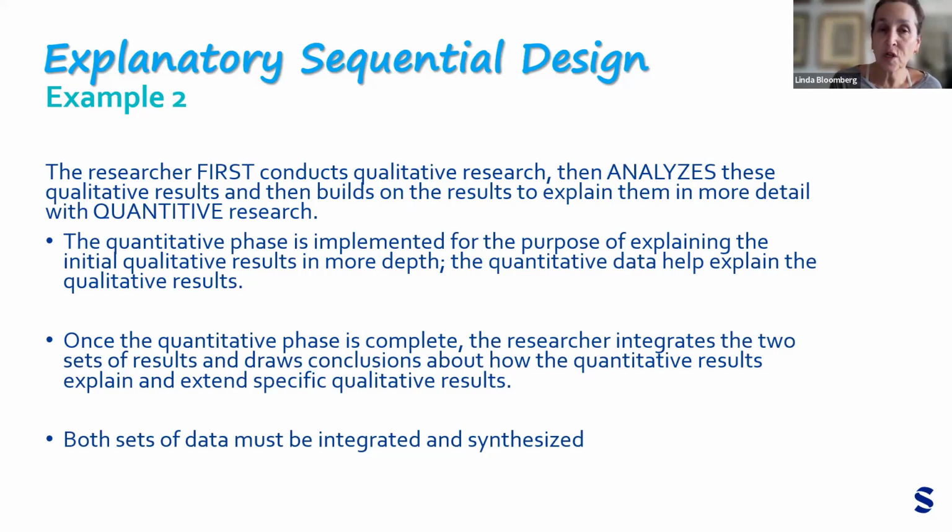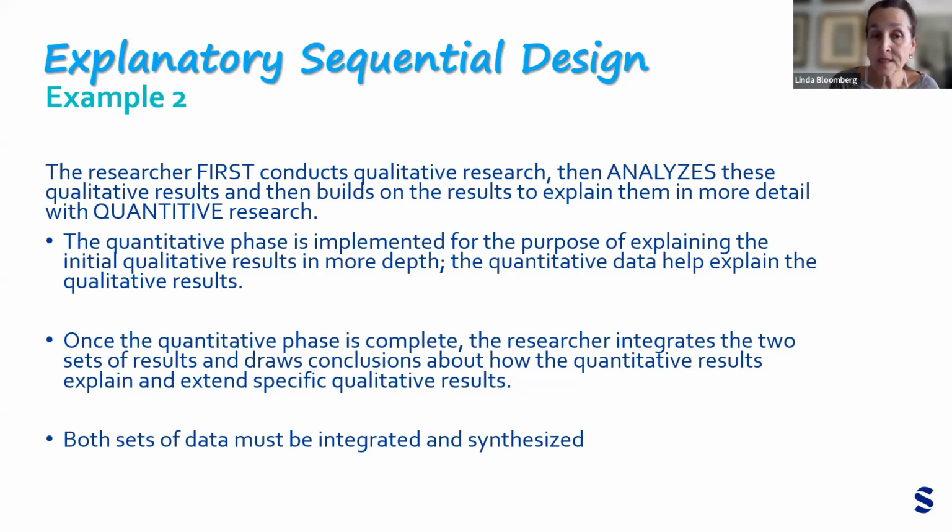Here, a researcher first conducts qualitative research, then analyzes these qualitative results, and then builds on the results to explain them in more depth with the quantitative research. The quantitative phase, which is second, is implemented for the purpose of explaining the initial qualitative results. So here the qualitative would come first, and the quantitative data help explain the qualitative results.